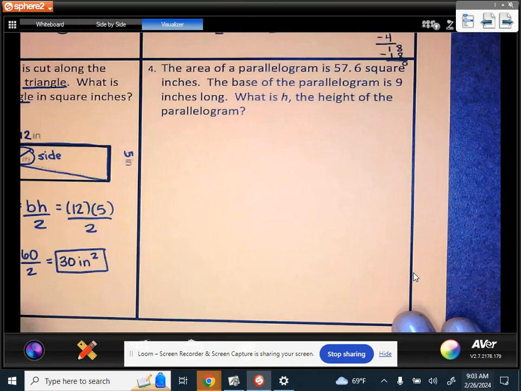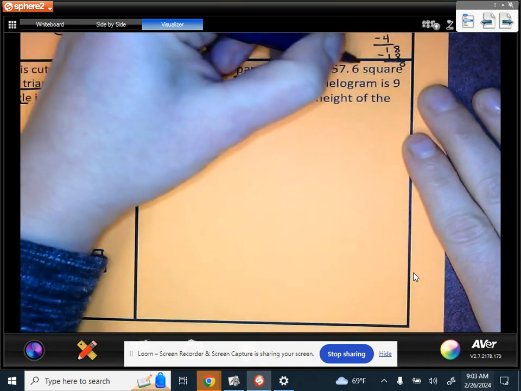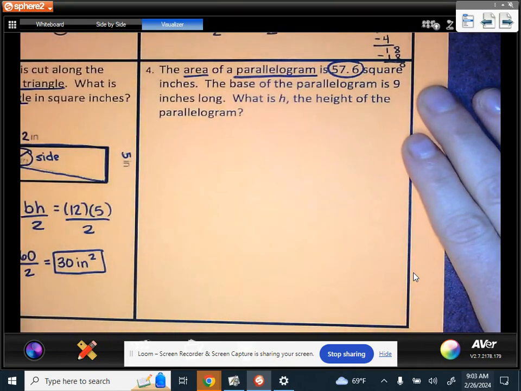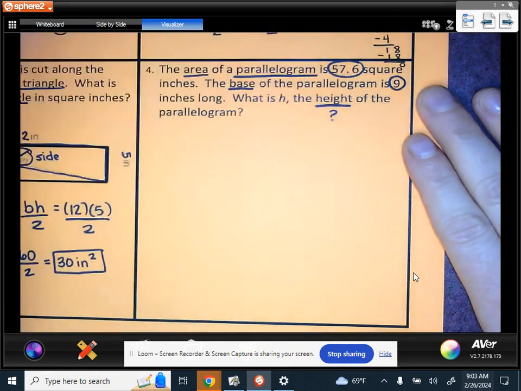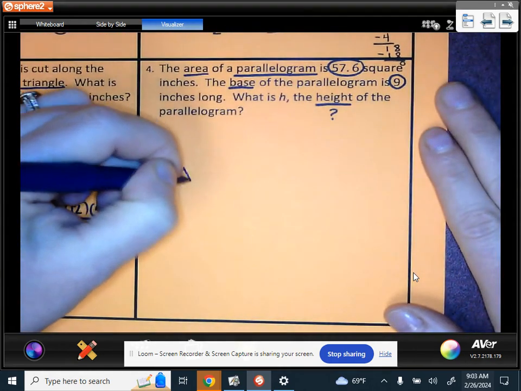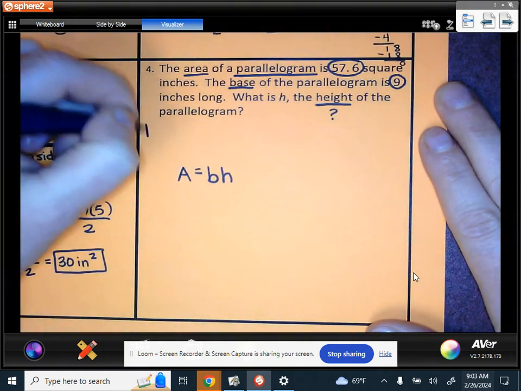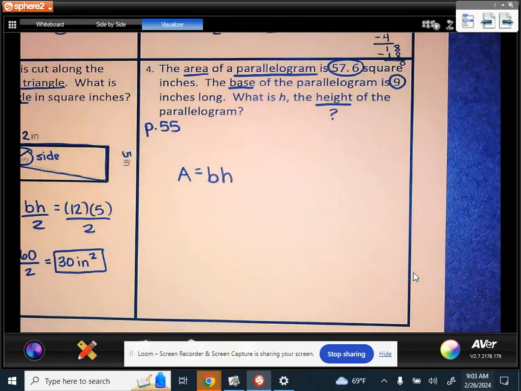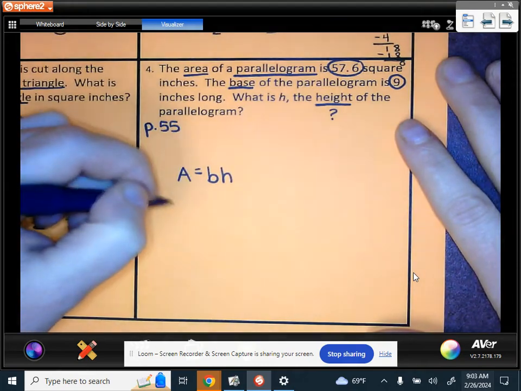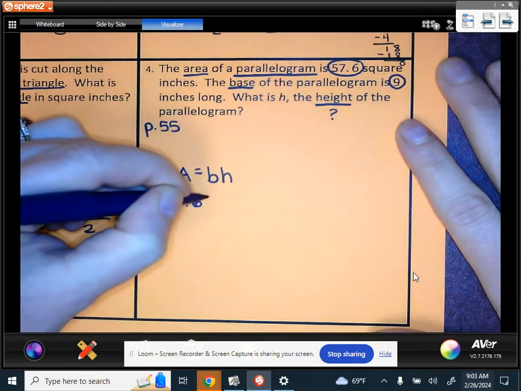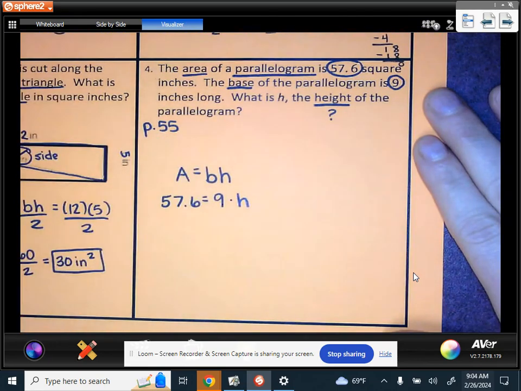Okay, the next question is about area of a parallelogram, but this one's different because notice they already gave us the area. That's the area. We know the base. We're looking for the height this time. We're not looking for the area. So the formula is area equals base times height. You can find problems like this on page 55 in your notebook. So remember, we're going to plug in the known values. We know the area, so we want to put that where area is. We also know the base, so we want to put that where the base goes.